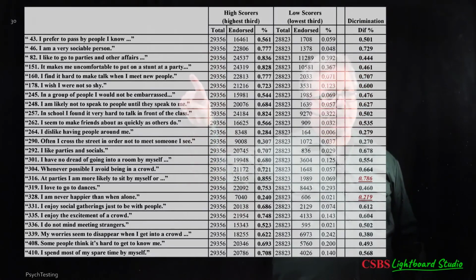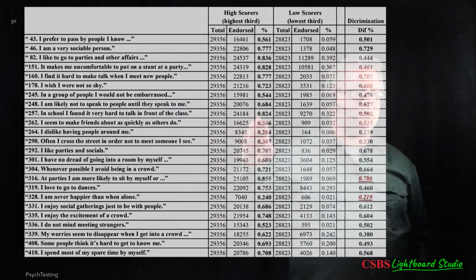So you've got, it makes me uncomfortable to put on a stunt at a party. I find it hard to make talk when I meet new people. Some of these things are worded oddly. I wish I were not so shy. In a group of people, I would not be embarrassed. All these different questions. So what I did was I looked at the number of people.